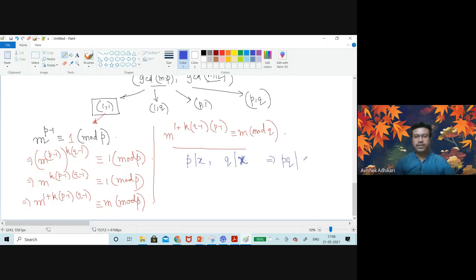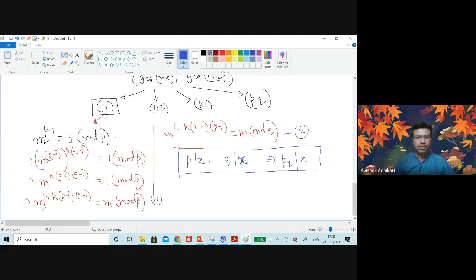Then what can you tell about pq? pq divides x. It's very easy. Even if they are relatively prime, the same thing holds. But here we have much bigger two distinct primes. Based on this result, what can you say from, say, this is 1 and this is 2, what can you say about this 2?